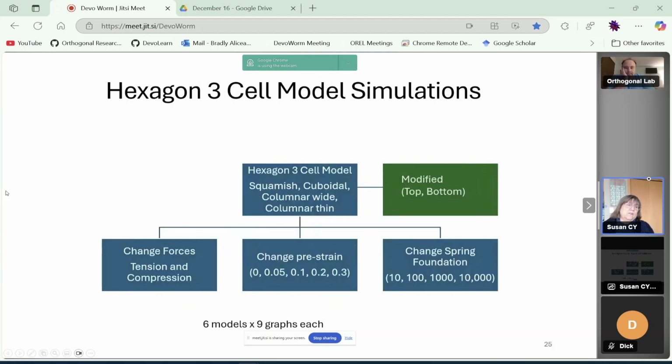So this is an overall view of what I did for my experiments. I made hexagon 3 models with the squamous, cuboidal, and columnar wide posts and columnar thin posts. I tried some brief experiments modifying the top and bottom of the structure, and I changed the forces applied to the structure, I changed the pre-strain, and I changed the spring foundation.